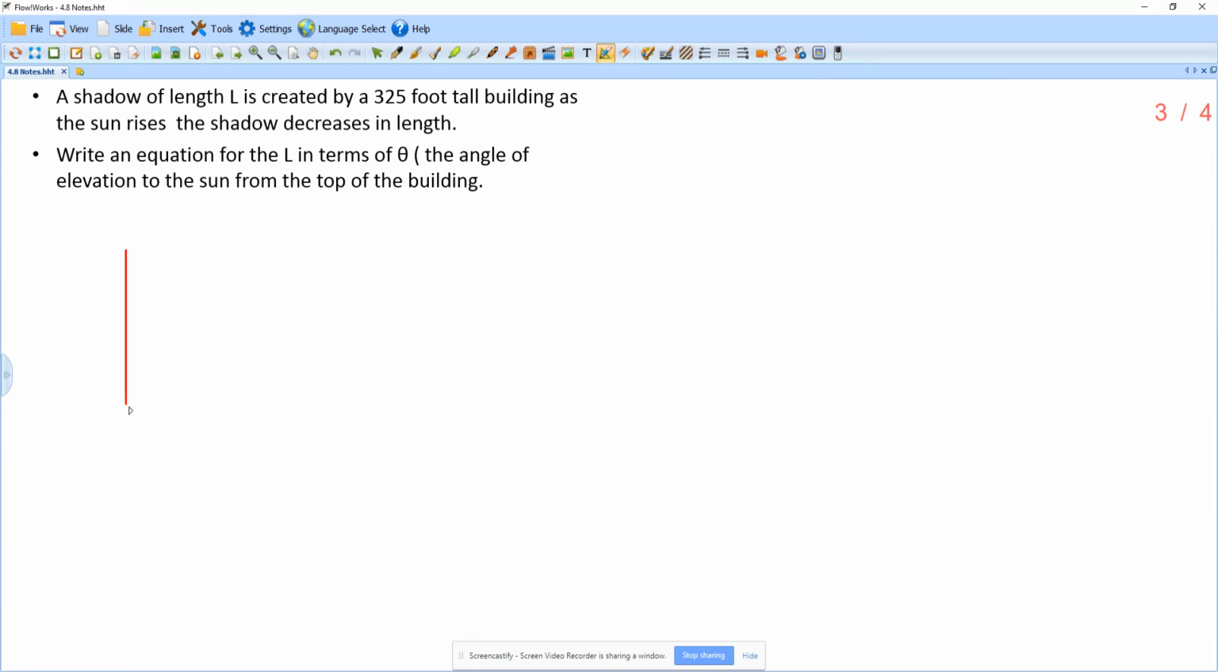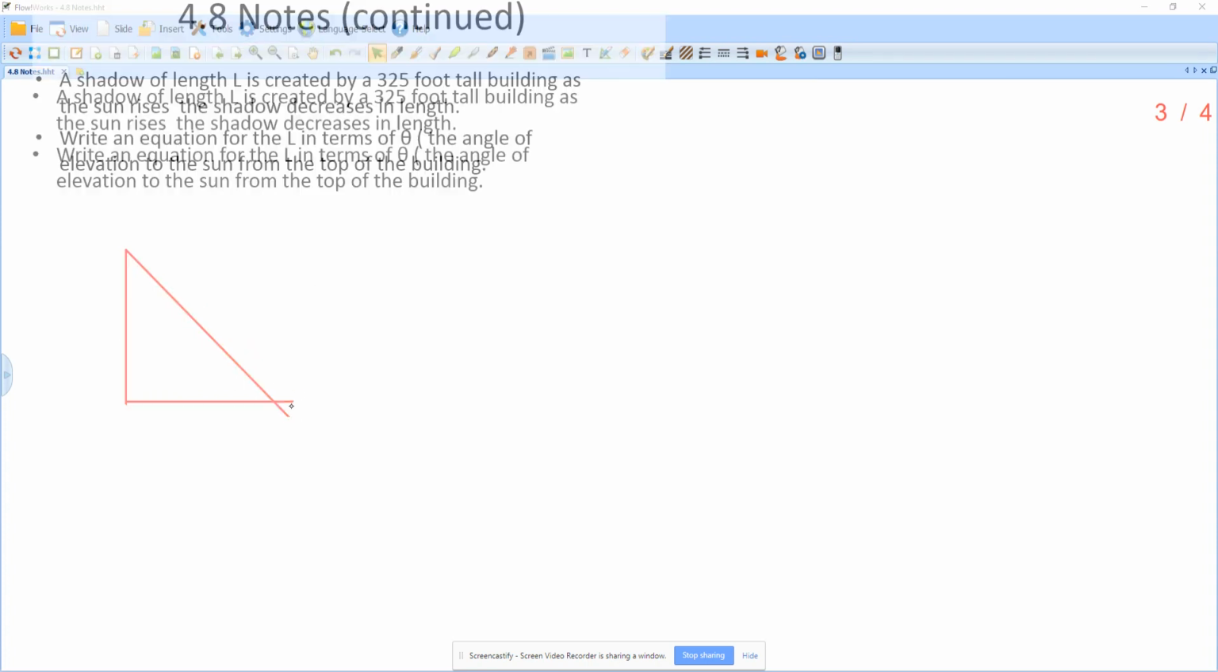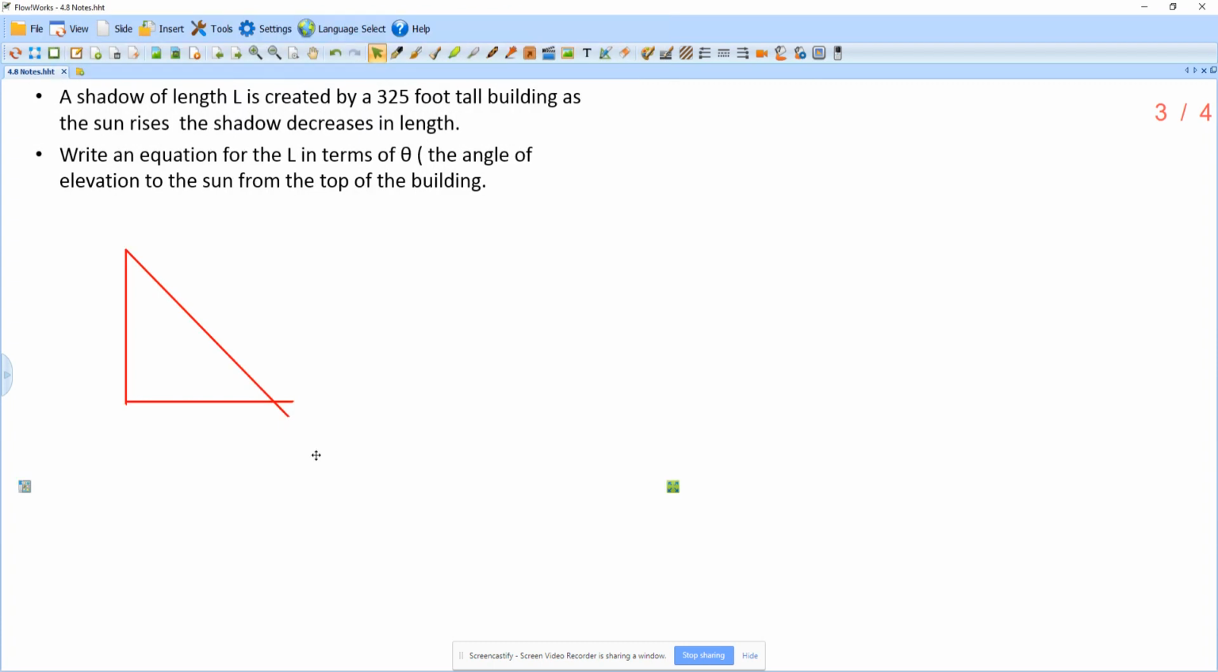So if I draw this wonderful triangle here, we have a height of 325 feet. L represents the shadow length. Well, L will be down here then. A lot of people put L as the hypotenuse, but if you think about where does a shadow really get cast, it's cast across the ground.